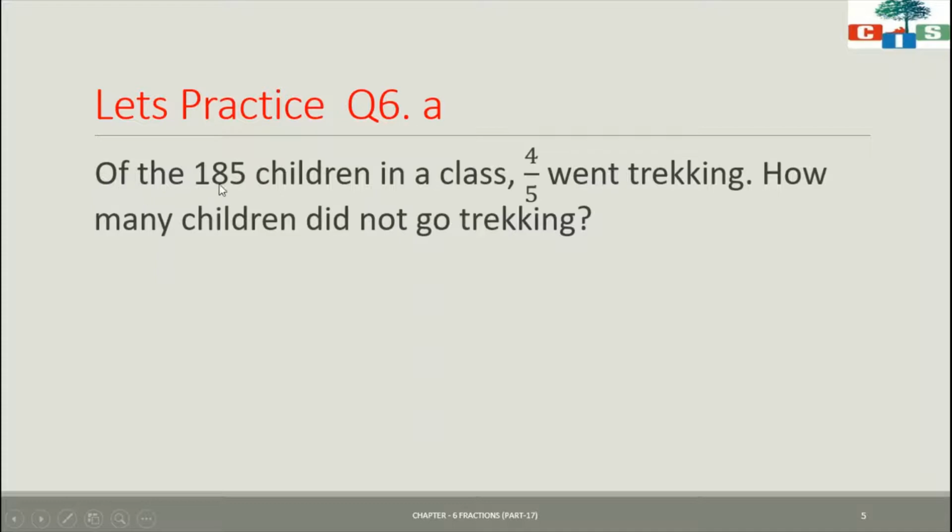Of the 185 children in a class, 4 by 5 went for trekking. How many children did not go for trekking? What we have to find? Number of children who did not go for trekking.